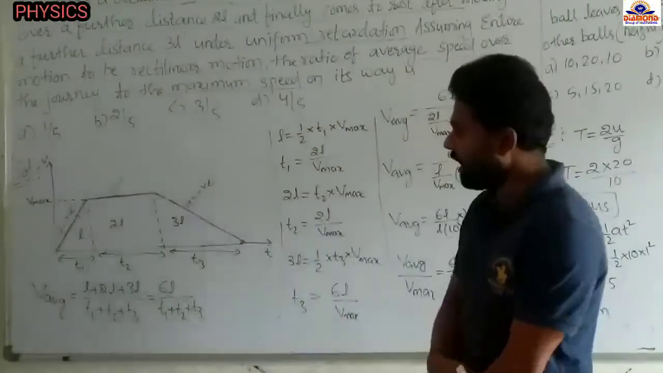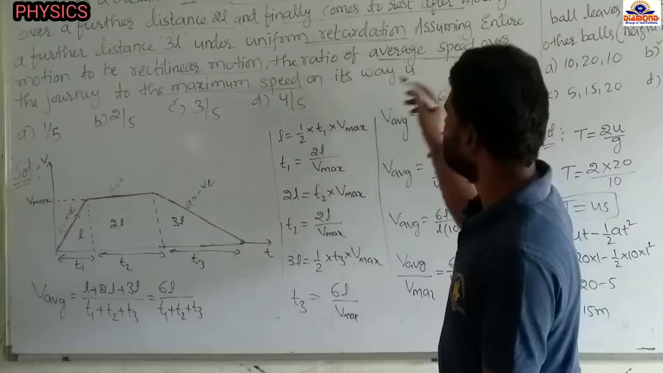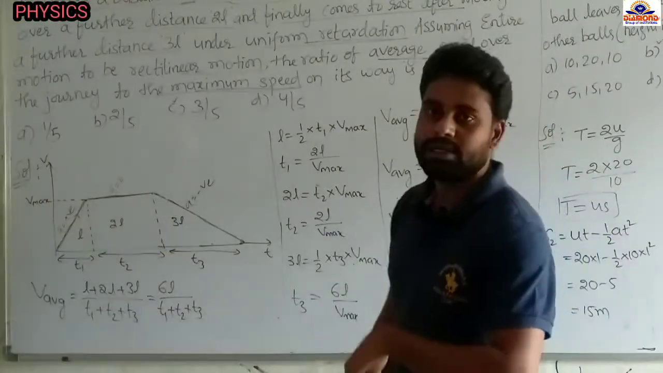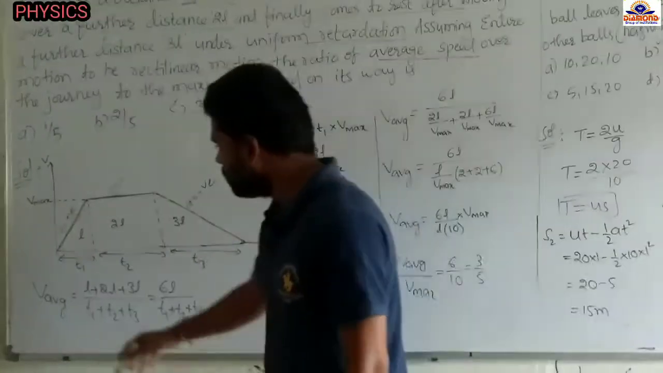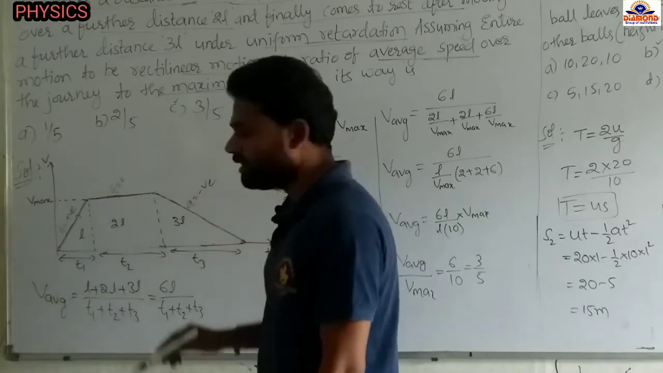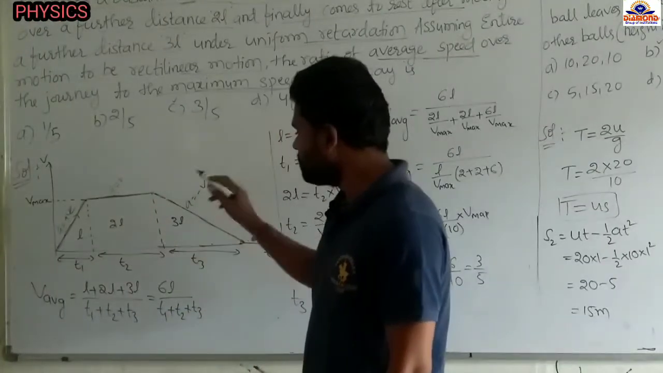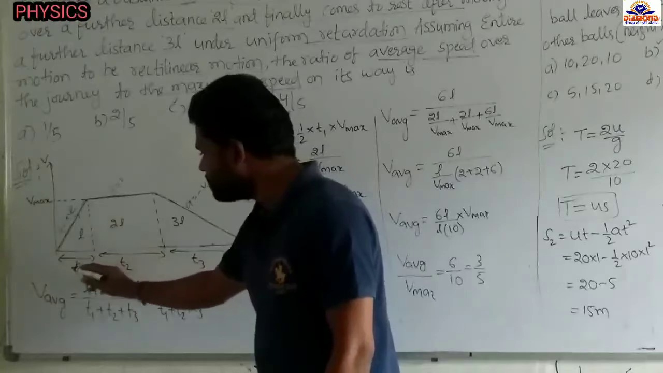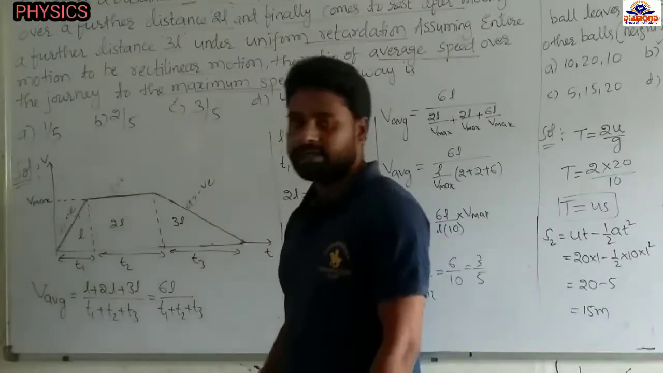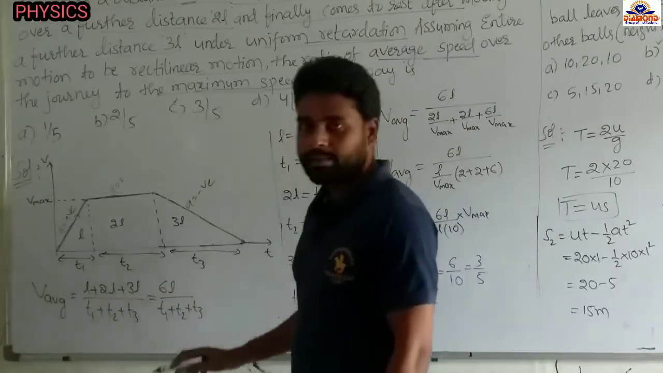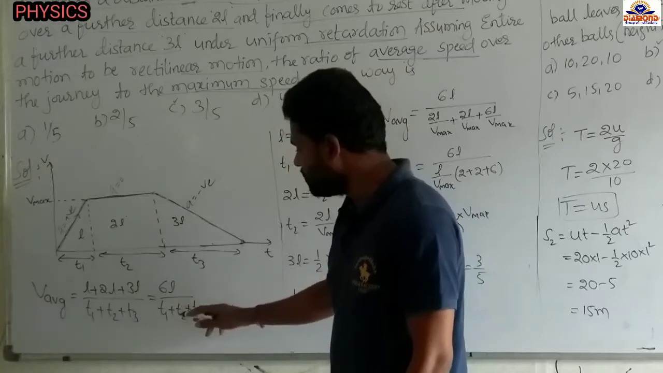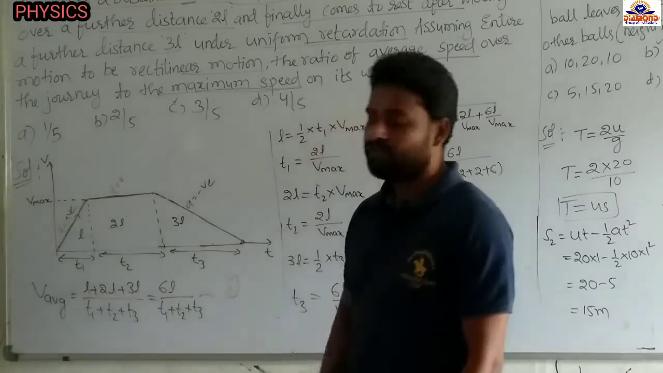Now we have to find the ratio of average velocity to maximum speed. Average speed is nothing but total distance by total time. Total distance: first it covered L, next 2L, next 3L. To cover L it takes t1, to cover 2L it takes t2, to cover 3L it takes t3. So L plus 2L plus 3L is 6L, divided by t1 plus t2 plus t3. This is equation number 1.